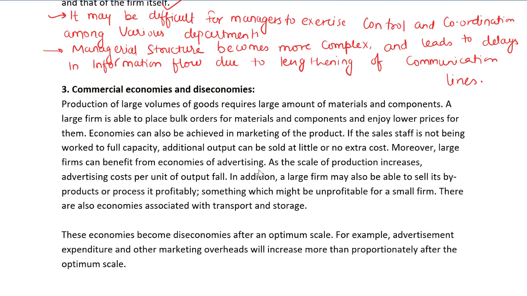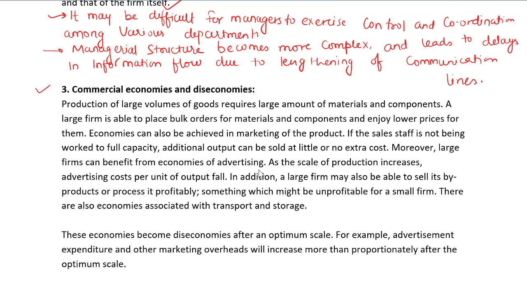Let's continue with commercial economies and diseconomies. Basically, commercial economies means it's about mass production. Mass production creates the need for bulk purchases of raw material and leads to lower prices being paid for such bulk purchases. Selling cost could be minimized and with existing staff, lower advertising cost per unit could be availed.